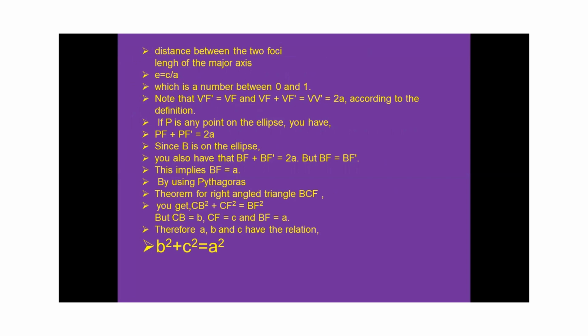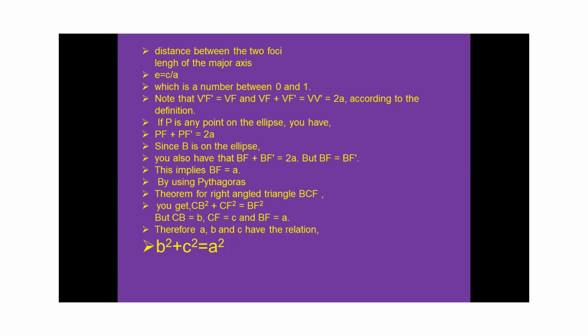Note that VF prime equals VF, and VF plus VF prime equals VB prime, which equals 2A, according to the definition. P is any point on the ellipse. You have PF plus PF prime equals 2A. Since B is on the ellipse, we also have that BF plus BF prime equals 2A, but BF equals BF prime. This implies BF equals A.